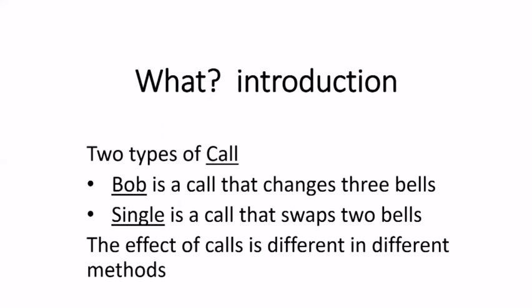We're now going to move on to look at what these 2 types of call do in different methods. Now remember, a bob is a call that changes 3 bells. A single is a call that swaps 2 bells. And what we'll see is the effect of calls in different methods is different.